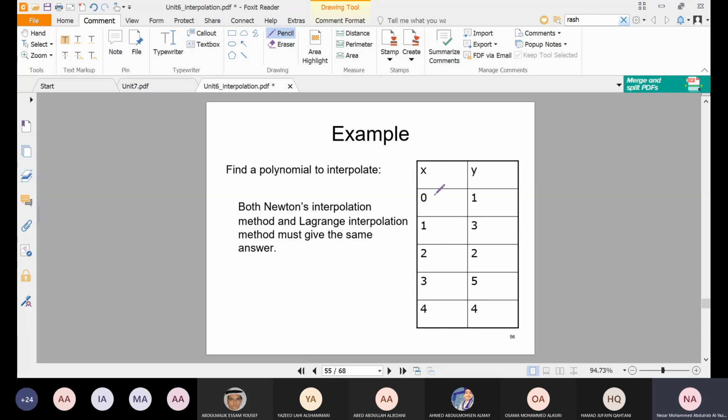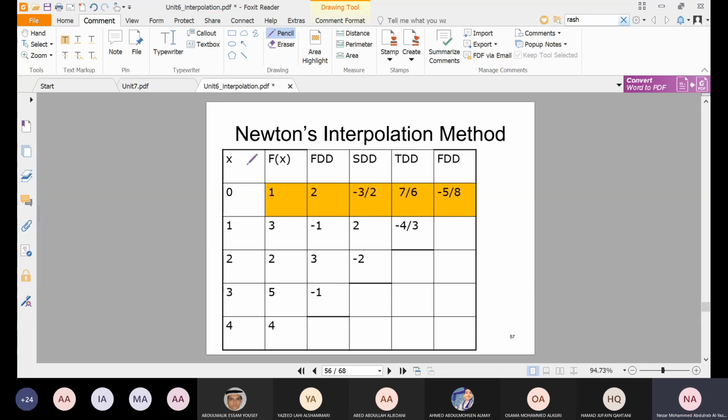So here, for example, this is the x's and this is the y's that we have. By using the divided difference, as you know, we need the table. Usually I will give you the table in the exam or the quiz. So this is, for example, the table. After that, we fill in these coefficients: the first order divided difference, the second order divided difference, the third order divided difference, and this is the fourth order divided difference.